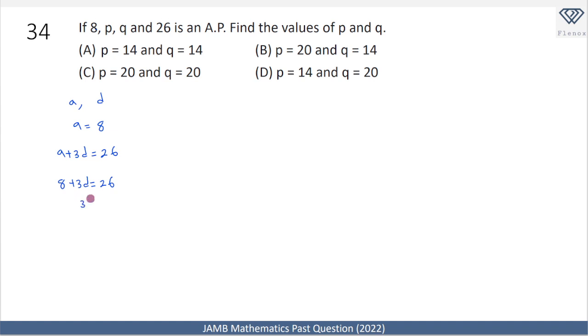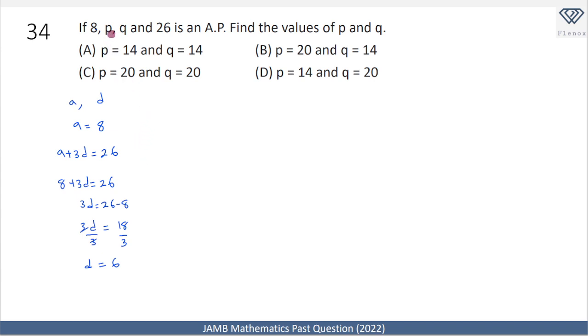So 3D will be 26 minus 8. So 3D will be equal to what? What's 26 minus 8? 26 minus 8 will be 18. And when you divide both sides by 3, you get my common difference. D will be 18 divided by 3, which is equal to 6. So now we know that our first term is 8 and our common difference is 6.